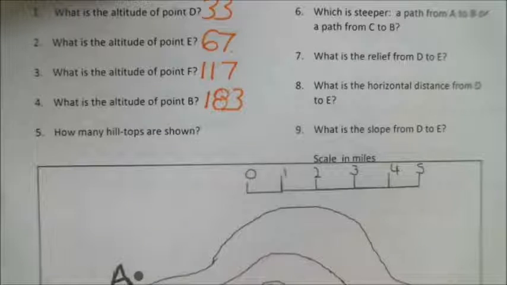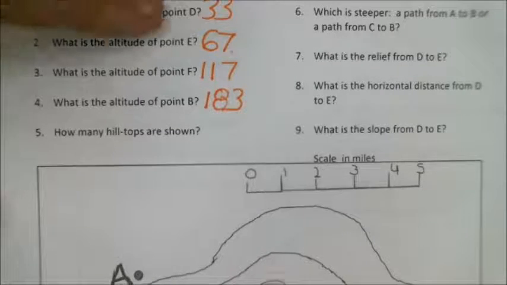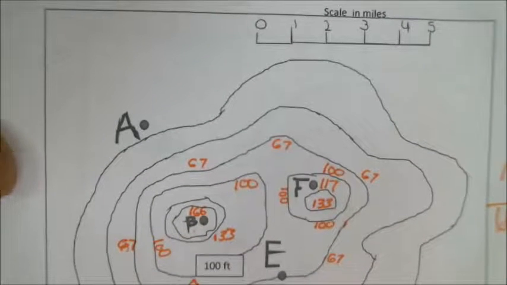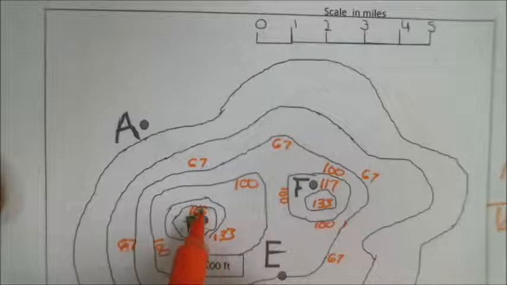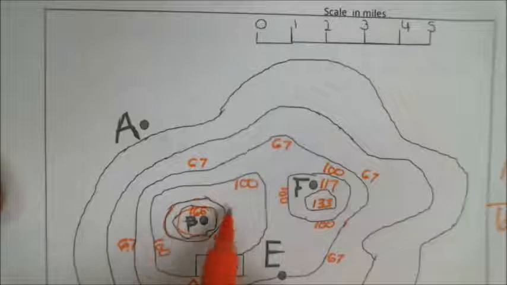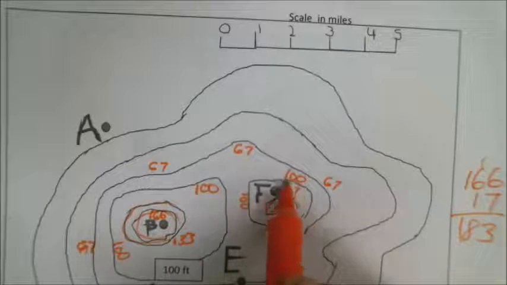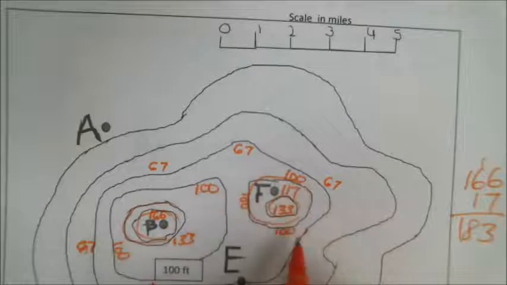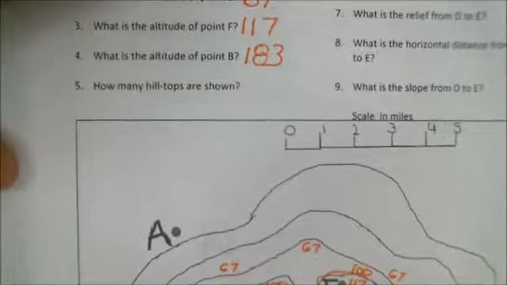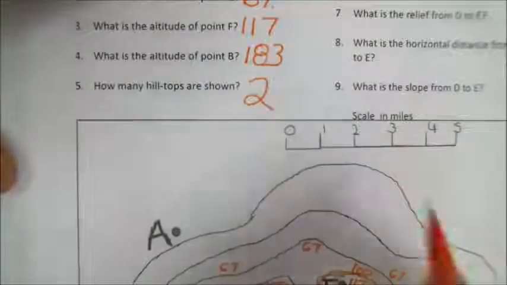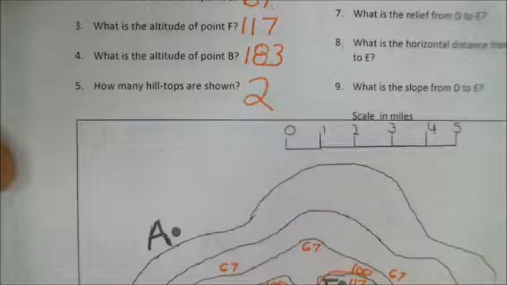Number 5, how many hilltops are shown? Remember that hilltops are shown by circles that go around each other. So here's one hilltop. We have these circles going around. And then we have another hilltop over here with these circles going around. So there are 2 hilltops in this map. Question number 5 is 2.